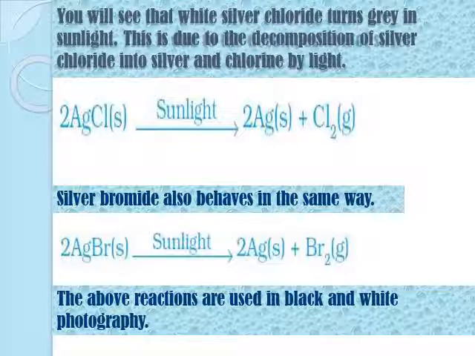We can see that white silver chloride turns gray in the presence of sunlight. This is known as decomposition of silver chloride into silver and chlorine in the presence of light. Now silver bromide, in place of silver chloride, also behaves in the same manner, and the above reaction was used in black and white photography in earlier times.